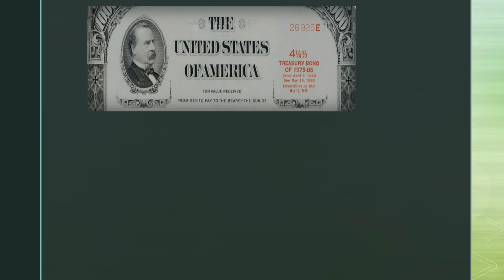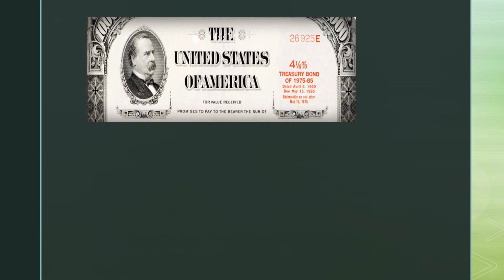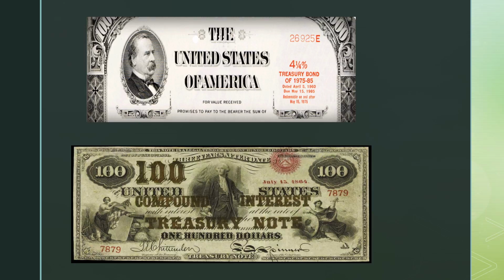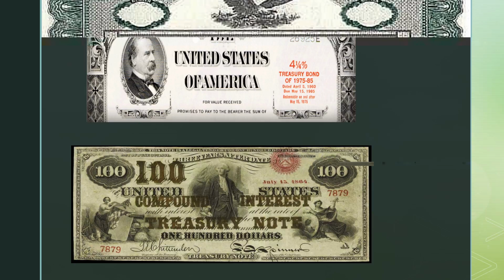Treasury bonds are U.S. Treasury coupon securities currently traded in financial markets with original maturities of more than 10 years. Treasury notes are a type of U.S. Treasury coupon security currently traded in financial markets with original maturities from 1 to 10 years.